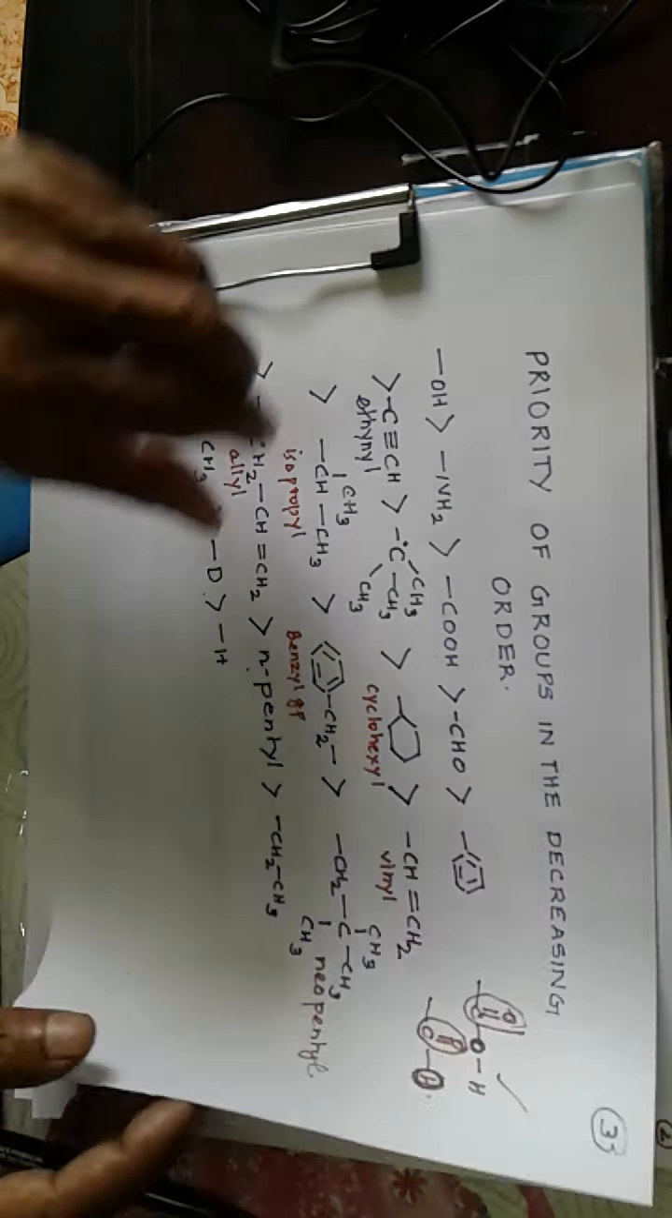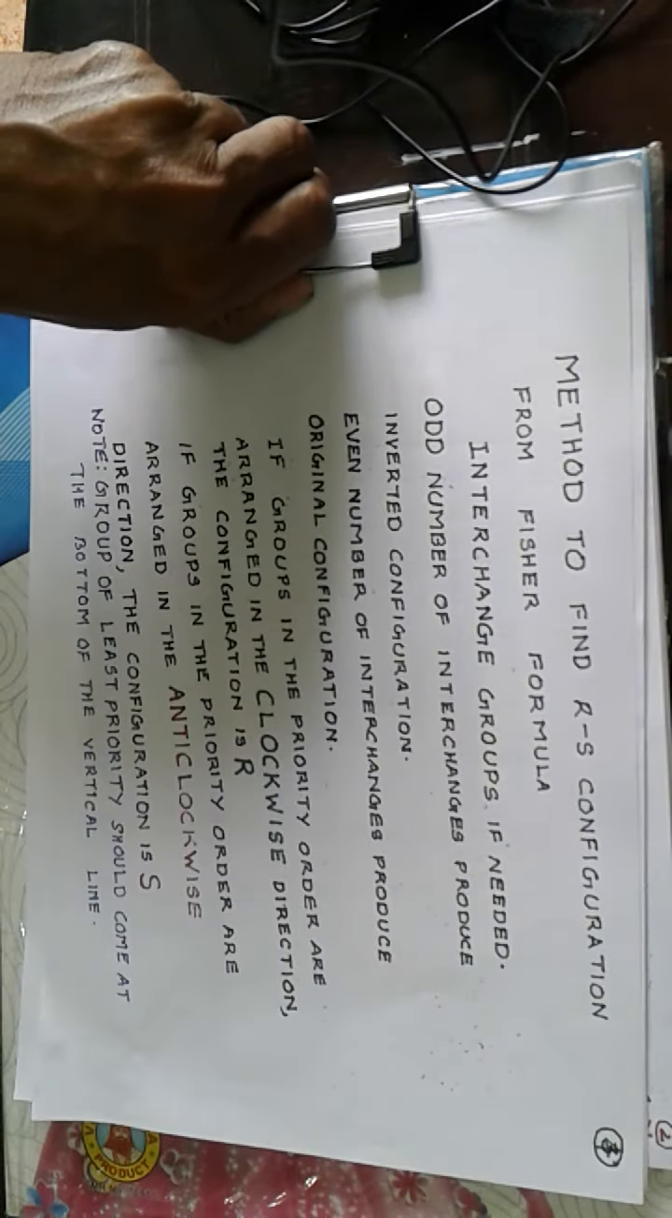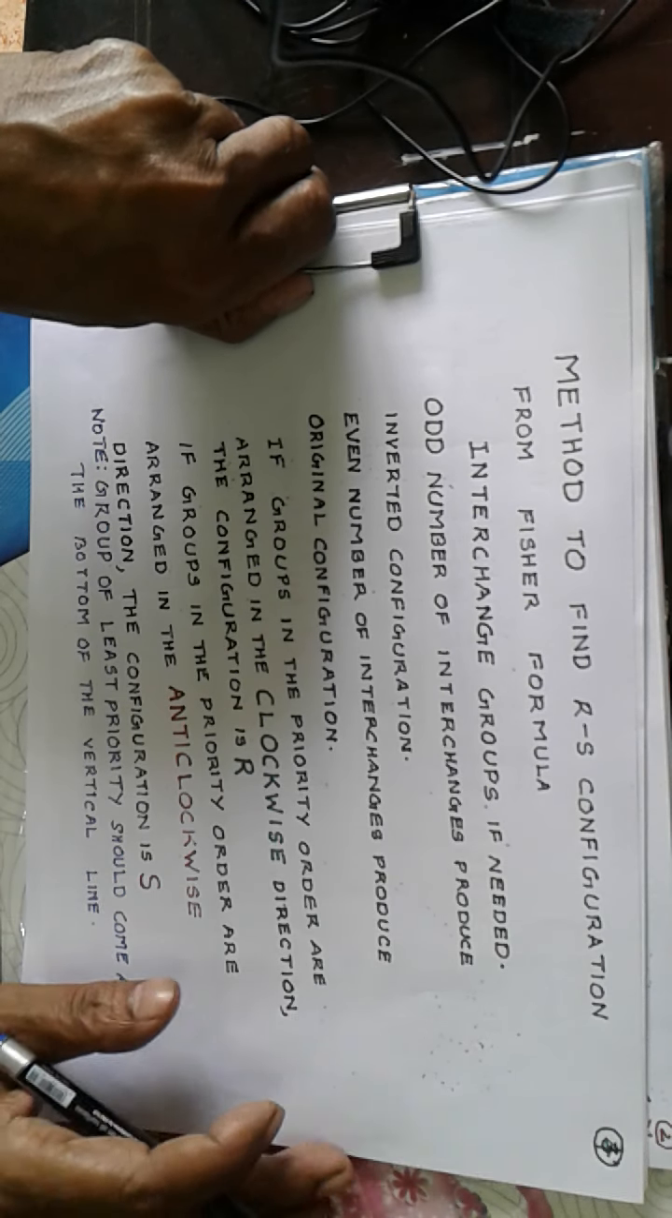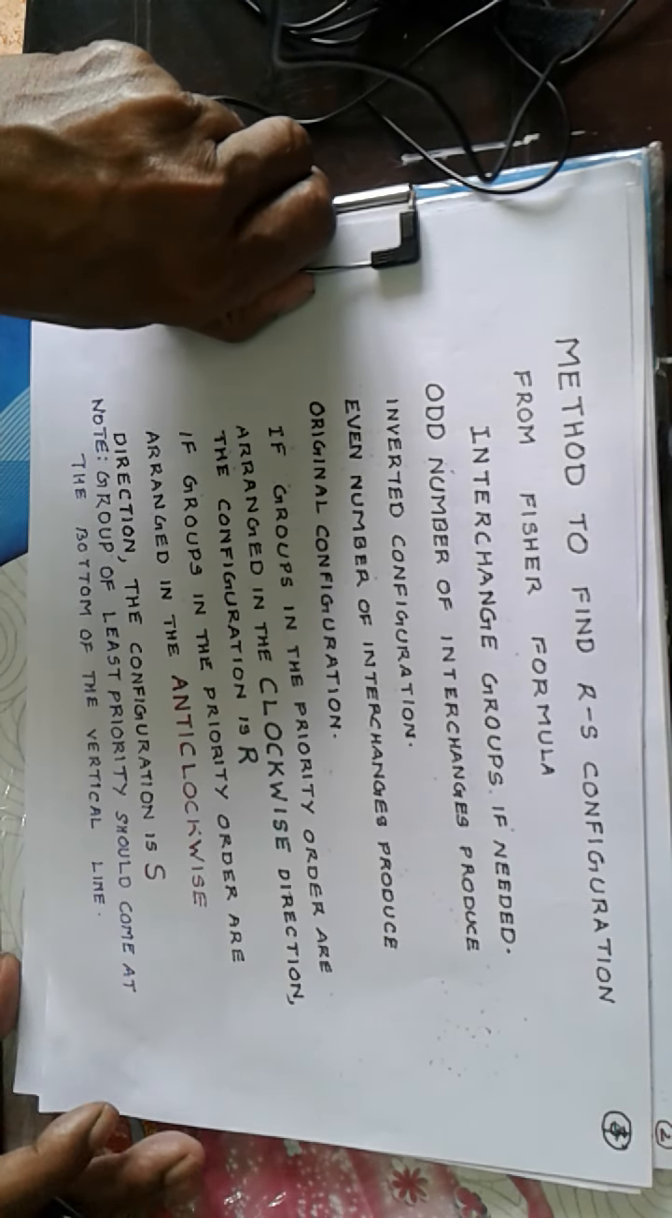Now coming to the method of finding the configuration of molecules. For finding out the configuration of a molecule, we have to convert the formula given into a Fischer formula. From the Fischer formula we can find out the RS notation or RS configuration of the molecule.